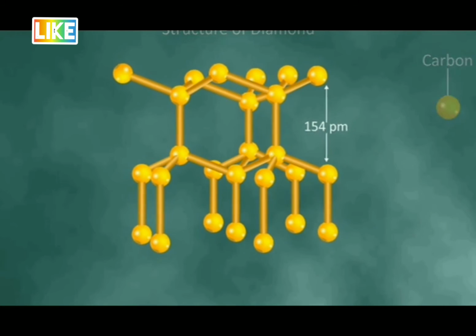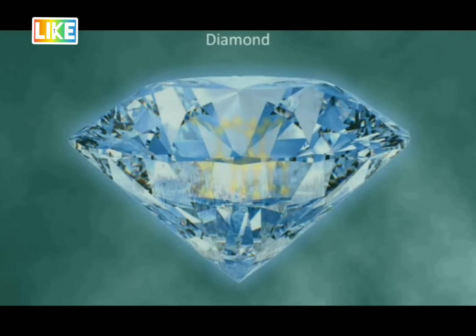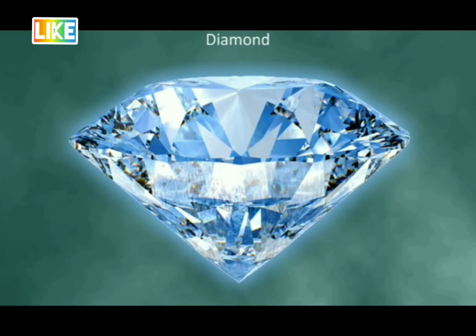There is a three-dimensional network of carbon atoms bonded by strong covalent bonds, thus making diamond an extremely hard crystal with a very high melting point.